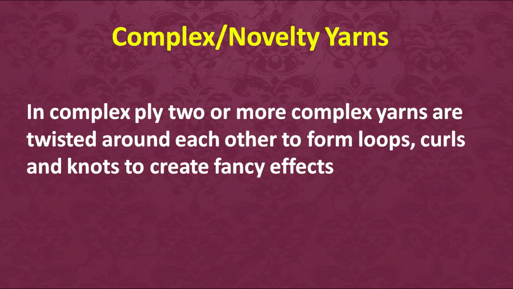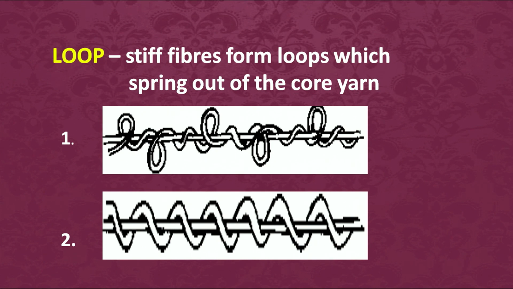Right. Now, similarly, you must have seen fabrics where you have a raised surface. So that effect is again achieved by using the complex or the novelty yarns. In complex yarns, we use ply yarns, which may be two or more than two, twisted around each other using loops or curls and knots to create fancy effects. Now, if you look at the slide, we've got loops. There is one ply which is running, and on top of that we are using the loops or the twists. And it's like coiled over the one fine line.